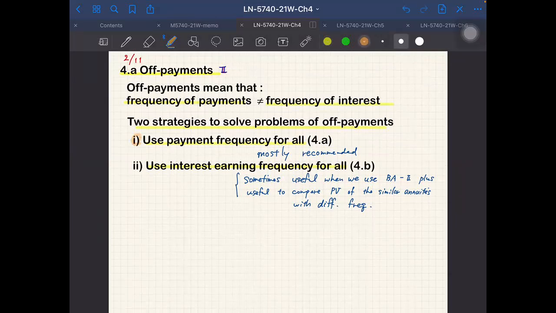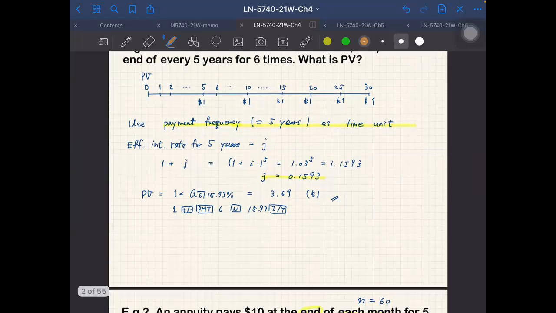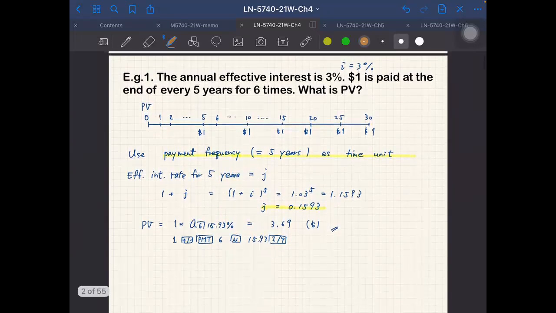The first one is to use the payment frequency for all. This is usually the best way. Another way is to use the interest earning frequency for all. In this case, we need some trick to calculate the present value or accumulated value. For the first one, we use the payment frequency as the time unit. The most important thing is to calculate the annual effective interest rate for this payment frequency.